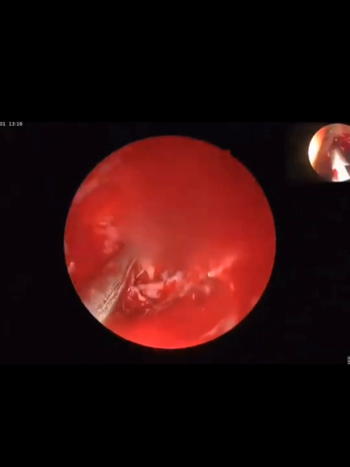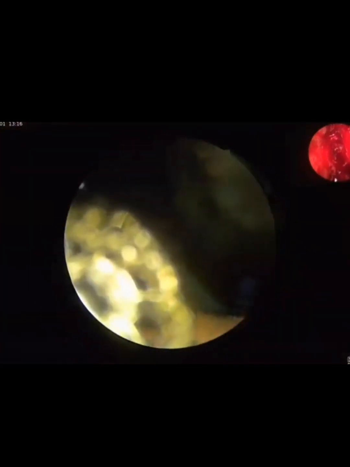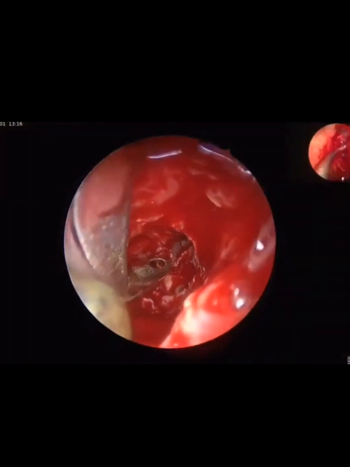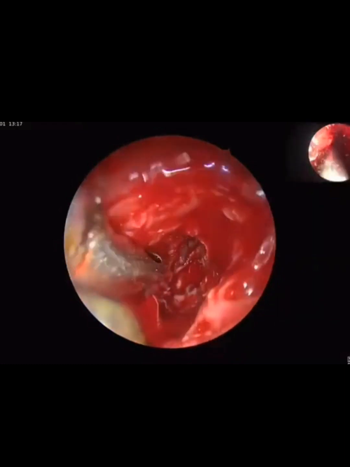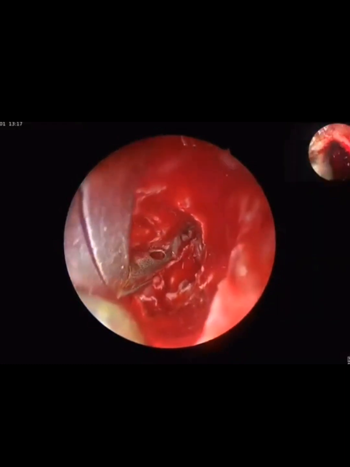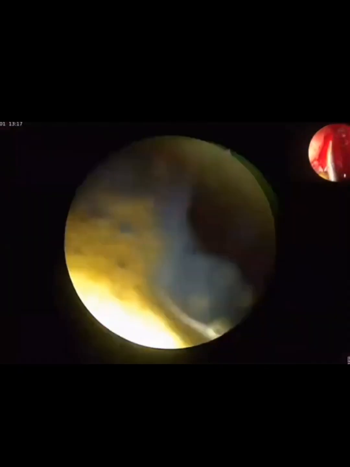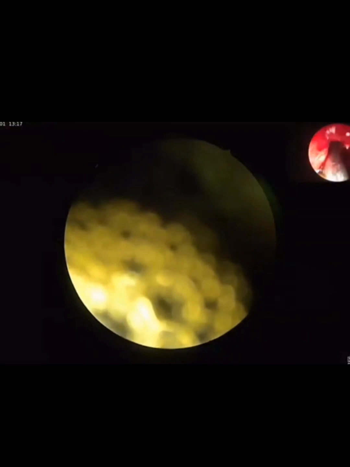This is the area of the supraorbital cell. Still, I have to clear it. Still, there is disease in the supraorbital area. Upward 60, please. Give me 60, please.